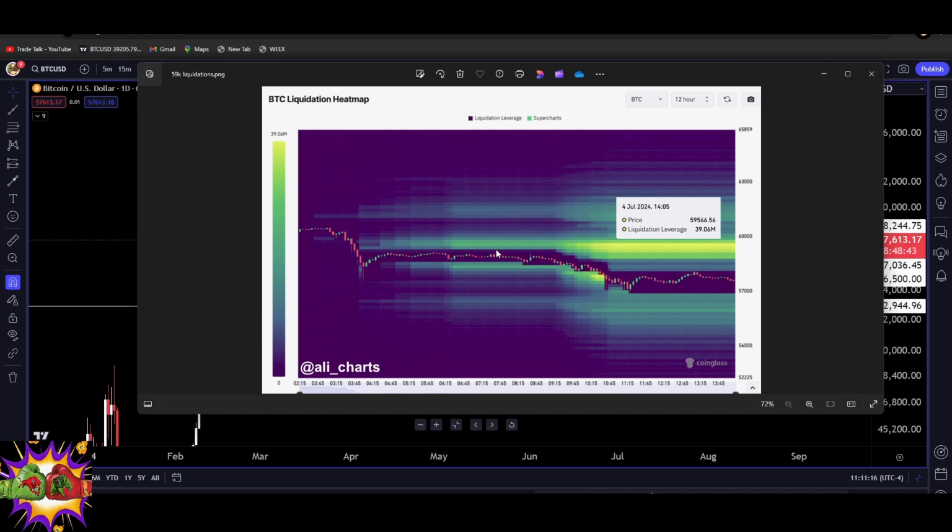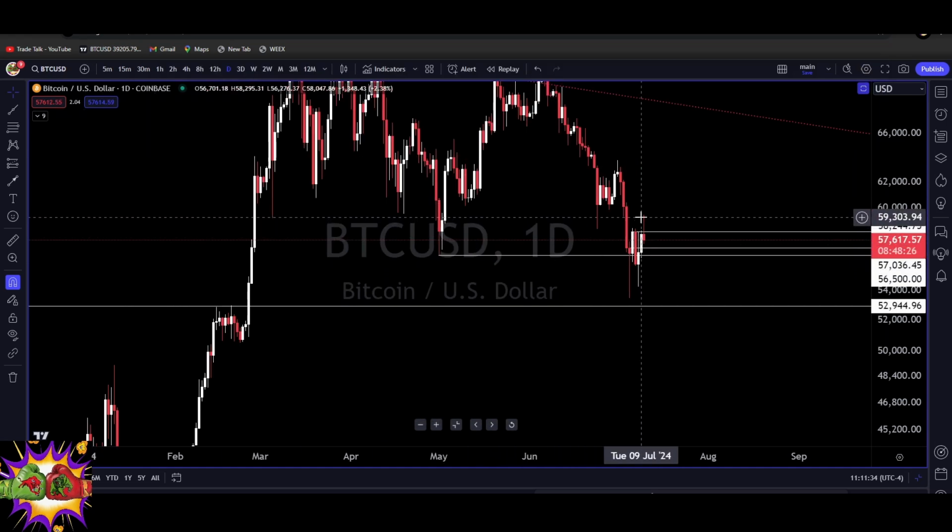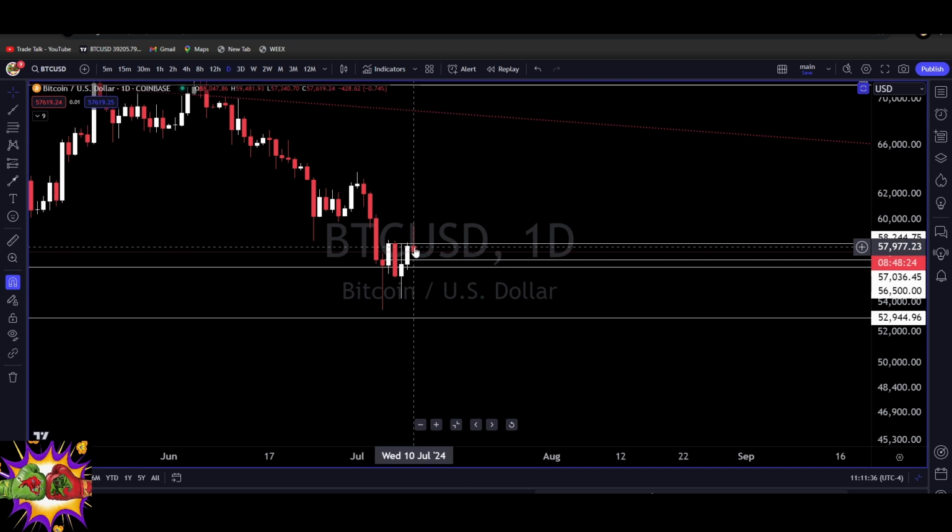It is not a 12-hour, even though it indicates that, there's 12-hour up there. This is not 12-hour candles. But we were looking for price to go back up to the 59K area for these liquidations. And we literally got that last night. All right, last night during the Asian session, Bitcoin traded up and did those liquidations.